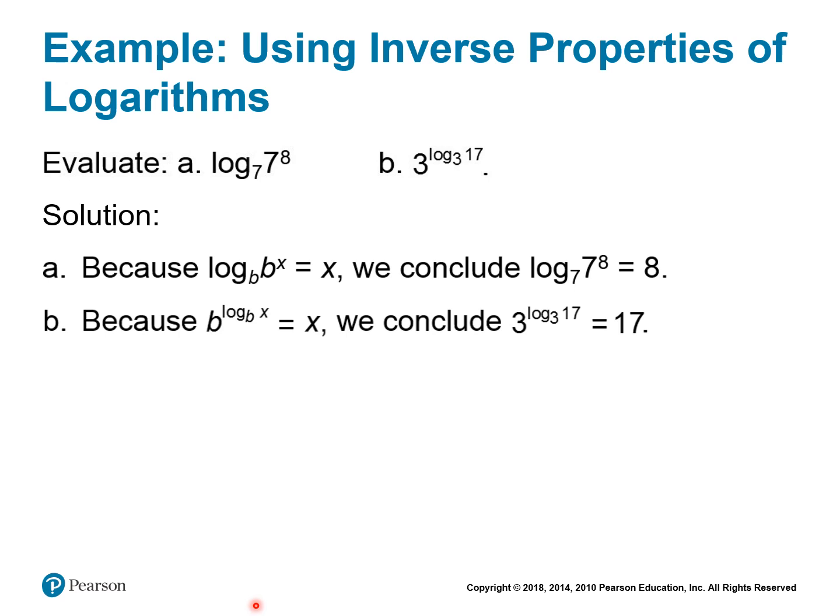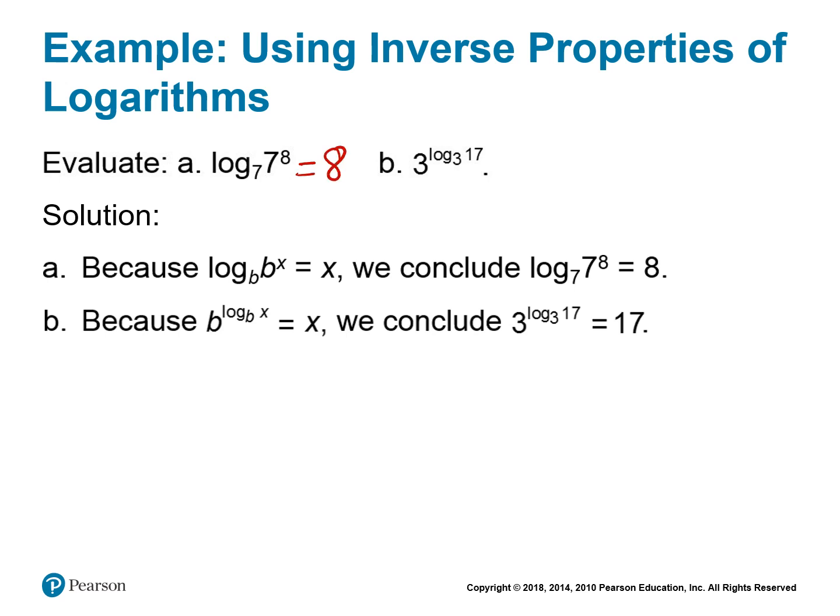Let's quickly run through the two examples of using inverse properties of logarithms here. We are first given log base 7 of 7 to the power 8. We first observe that the subscript value of the log is a 7, and the base of this exponential form is also a 7. Now, as long as these two are the same, then the answer is going to be whatever the exponent of 7 is. So here in this case, the answer is going to be 8.